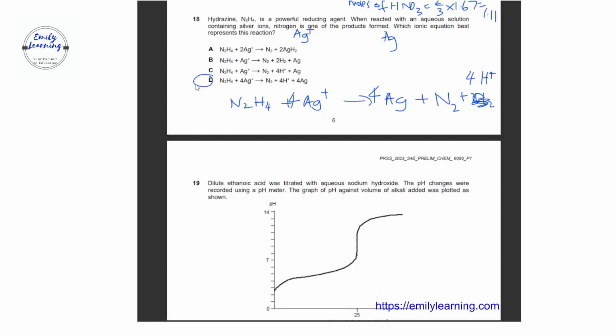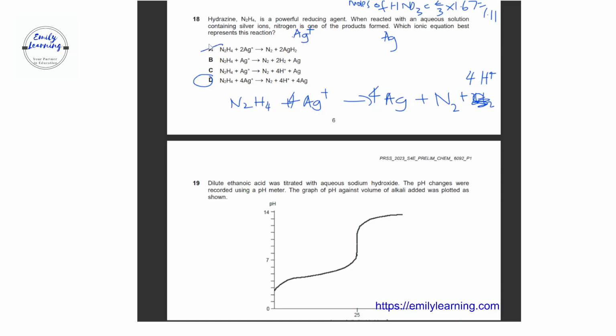Another way to do this question is to look at the answer options provided. So you know that N2H4 and Ag+ will form something, right? So they already tell us that you have N2. So definitely must have N2. So all the answer options have N2. Then we know that N2H4 is a reducing agent. That means it must reduce your silver ions, right? So Ag+ must be reduced.